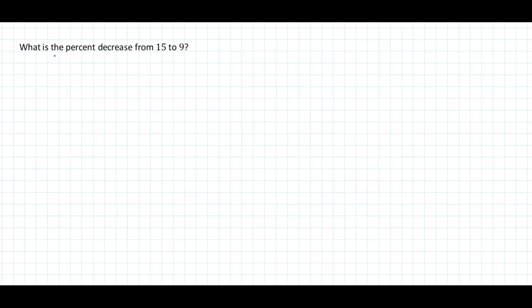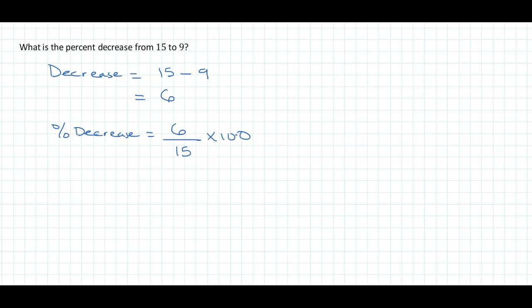Now let's look at the percent decrease from 15 to 9. Let's go ahead and look for the decrease. The decrease is going to be 15 minus 9, so it's original minus final value, which gives us 6. Now we want to find out the percent decrease. The decrease with respect to what number? The decrease is 6, but our starting point is 15, and then we multiply by 100.